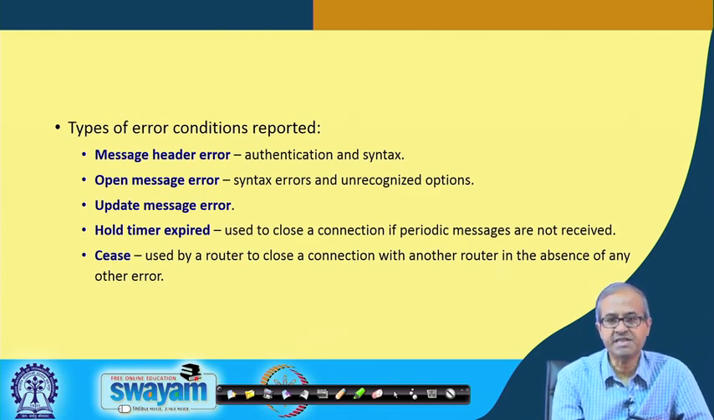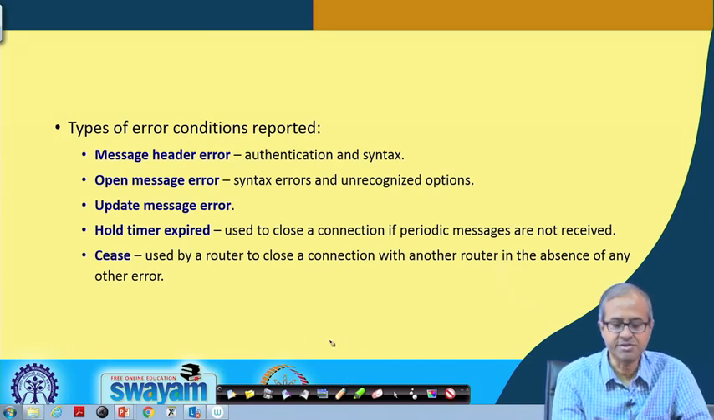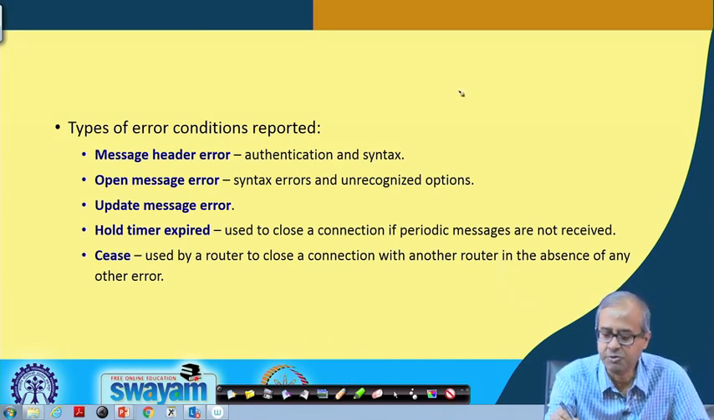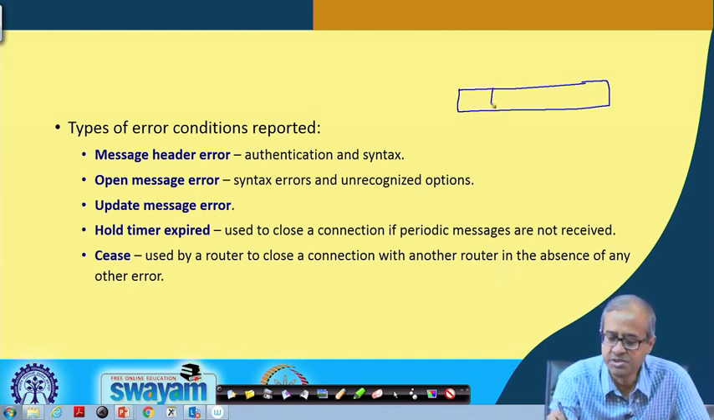Now, this notification message, as I said, is used to sense and receive some error conditions. So, what kind of error conditions? Some of these are mentioned here. Suppose I have a BGP packet coming. A BGP packet is a TCP packet, so there will be some header and there will be the body of the packet message.